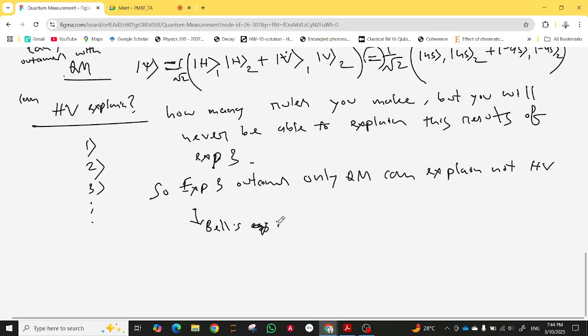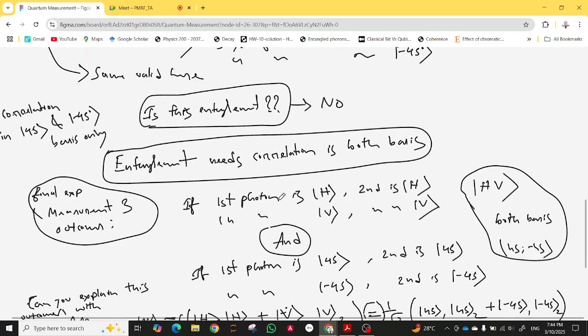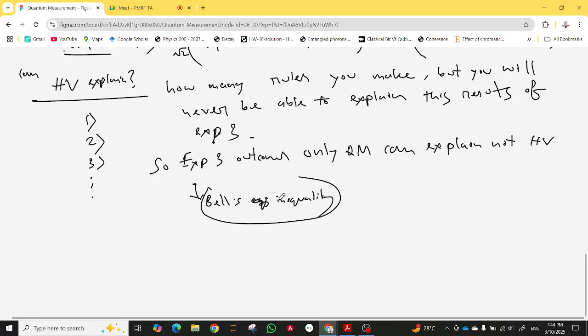Sorry, Bell's inequality. Later people set up many experiments and they showed that Bell's inequality is violated. I think in class you already read that. But the basic thing is that hidden variable theory is not correct. Just by doing this experiment, you can say that hidden variable is not correct.